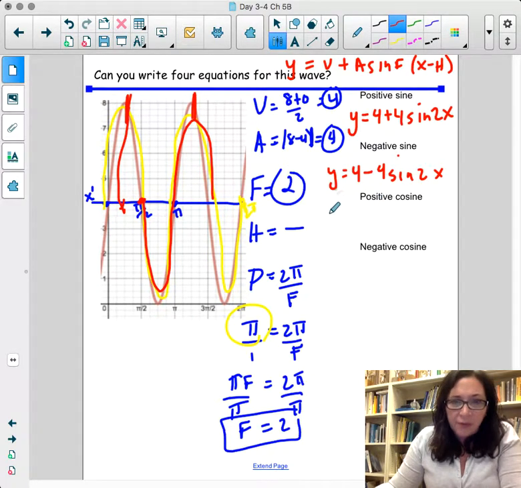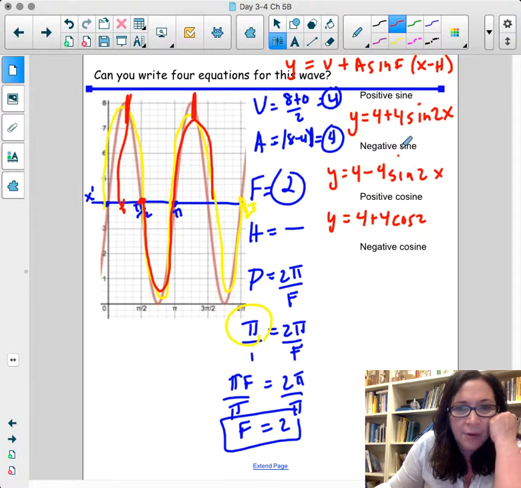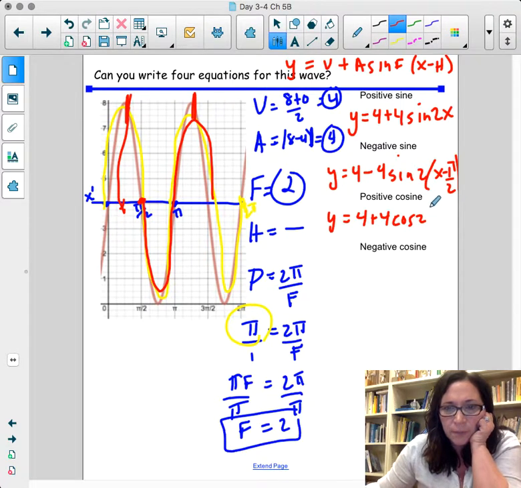So a positive cosine is going to go y equals 4 plus 4. All of these are the same except for the shift. Positive is going to be positive. So it's going to be cosine of 2. Did I forget to shift my graph over? Hold on. Negative sign. So down here, yep, I did. So parenthesis x minus, that was pi over 2. All right. Now for cosine, I'm starting at pi over 4. So 2 parenthesis x minus pi over 4.